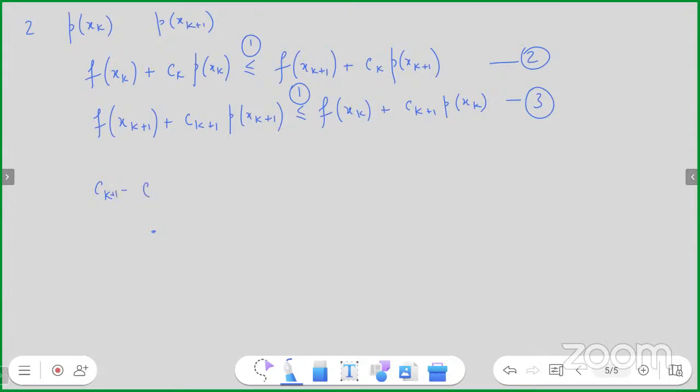Something like c k plus 1 minus c k times p of x k is greater than or equal to c k plus 1 minus c k times p of x k plus 1. Signs have been switched, that's why c k became c k plus 1 minus c k. This is identical, so this cancels off, and it is non-zero because c k plus 1 is strictly larger than c k. So I get p of x k is greater than or equal to p of x k plus 1. Again, elementary.